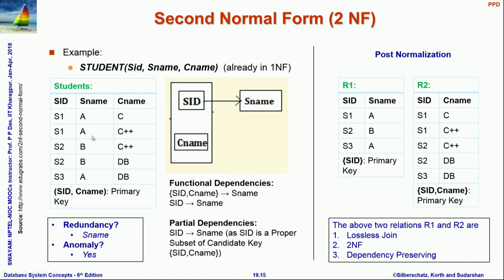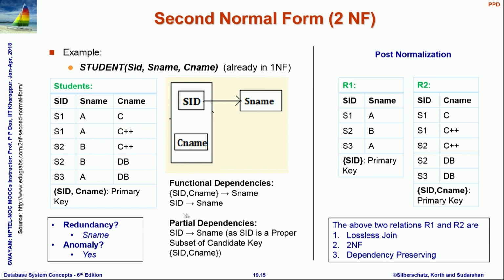This is one relation of student ID, name and course name, where the primary key is certainly student ID and the course name, because student ID itself determines the name of the student, S name. So, SID determines S name. So, SID and C name together will determine S name.